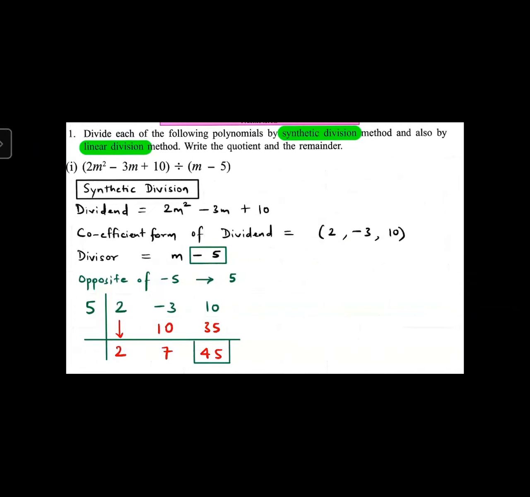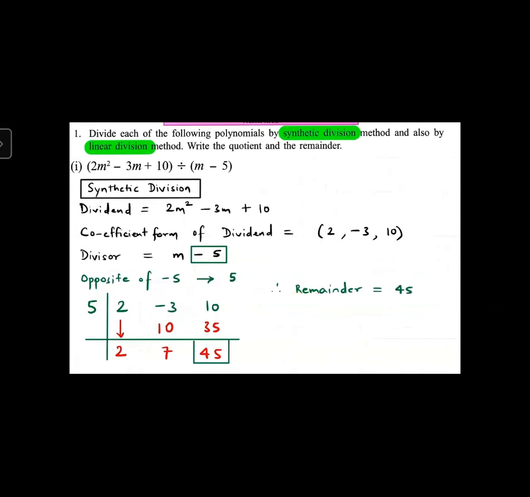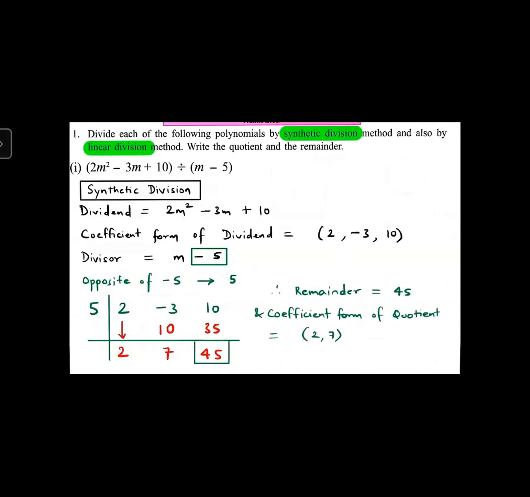Now you have to stop over here. This 45 is your remainder, and 2, 7 is your quotient in coefficient form. And you have to convert it into a polynomial. So what is the polynomial of the quotient?